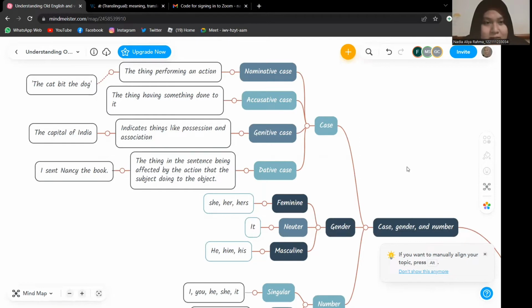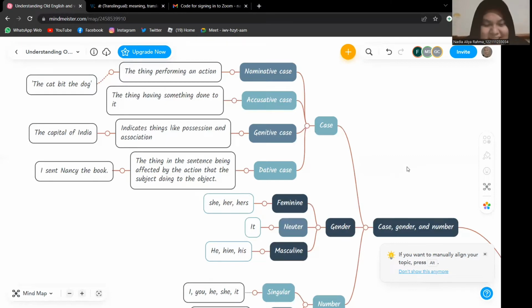Words that are the subject of a sentence are said to be in the nominative case. Accusative case applies to the object of a sentence, the thing having something done to it. For example, the cat bit the dog. The cat is nominative and the dog is accusative.